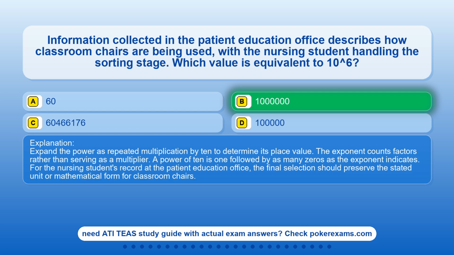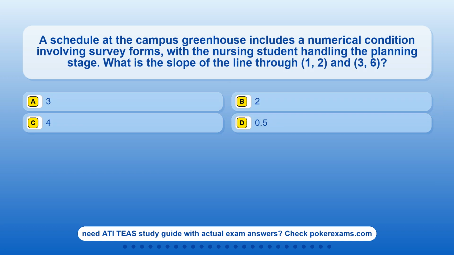Expand the power as repeated multiplication by 10 to determine its place value. The exponent counts factors rather than serving as a multiplier. A power of 10 is 1 followed by as many zeros as the exponent indicates. For the nursing student's record at the patient education office, the final selection should preserve the stated unit or mathematical form for classroom chairs.